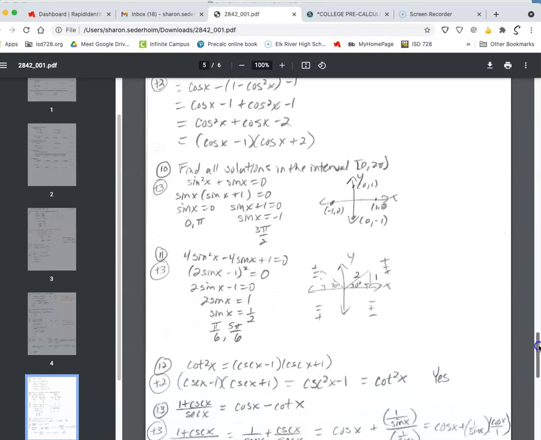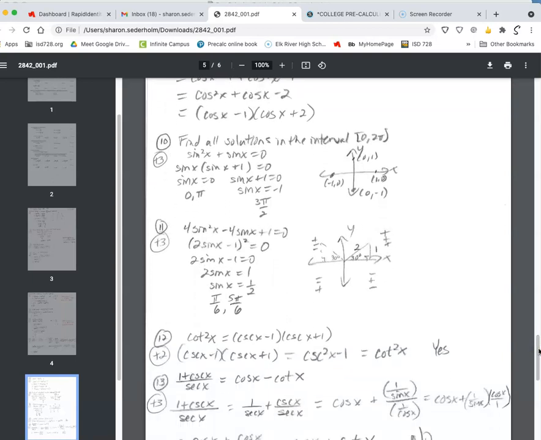And what that was supposed to help you think about was what we started doing in number 10, which was finding all the solutions in the interval from 0 to 2 pi. So just once around for these. And for number 10, hopefully, you see, oh, I could have just factored out a sine of x there and then set it equal to 0.